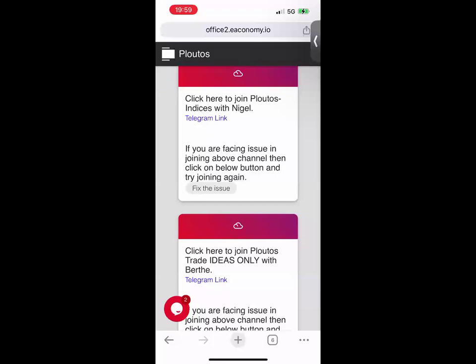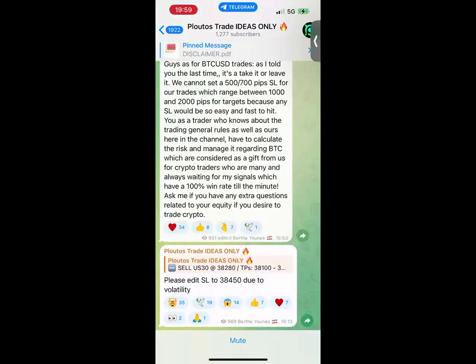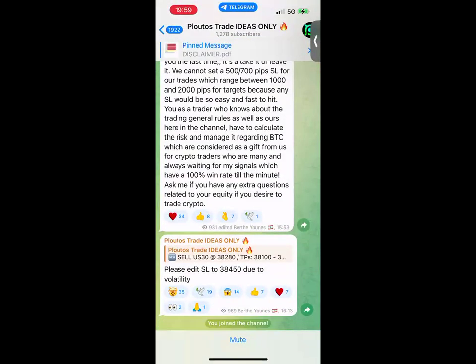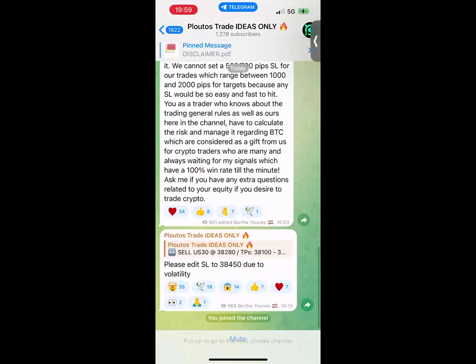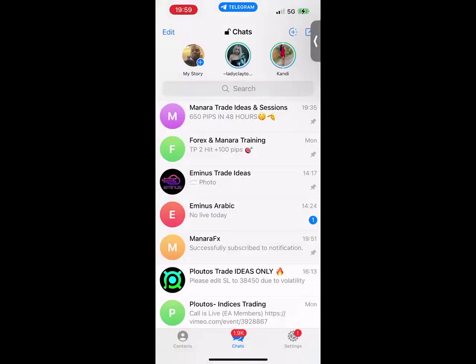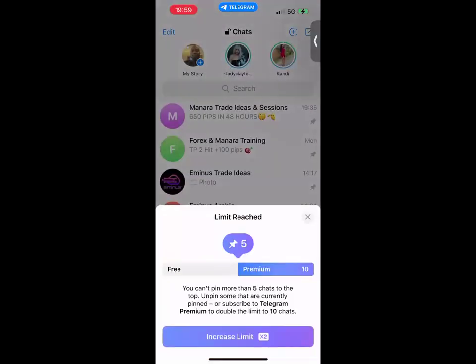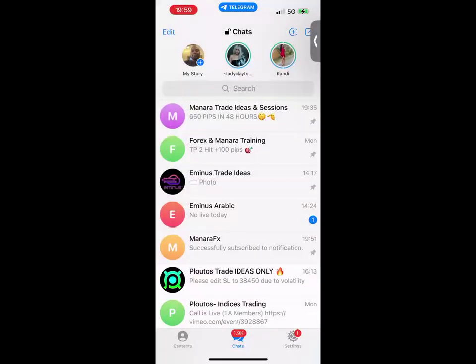So join Pluto's Trade Ideas with Birth. Click on the Telegram link as well. So you've joined. Amazing. Go back. So you have 7 signal groups. You should be making like 1,000 USD, not £1,000, nothing less. So yeah, you can only pay unless you move to the premium.